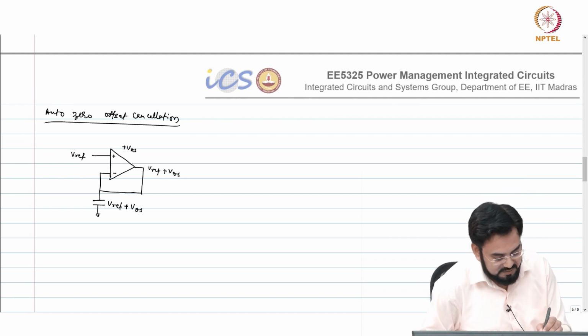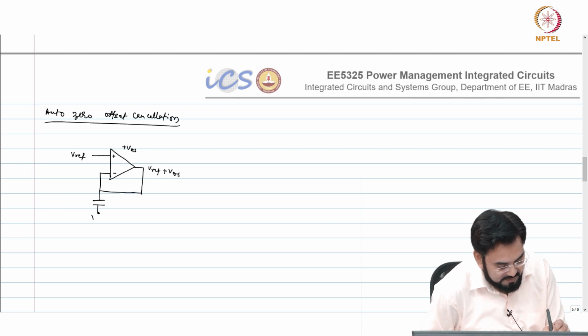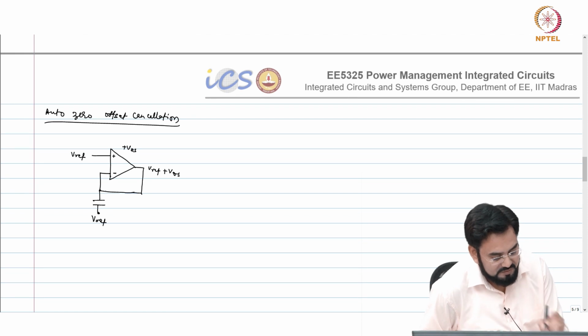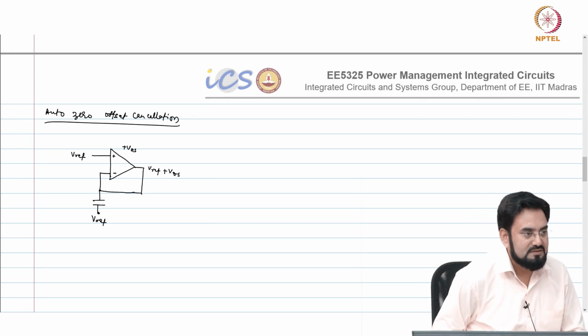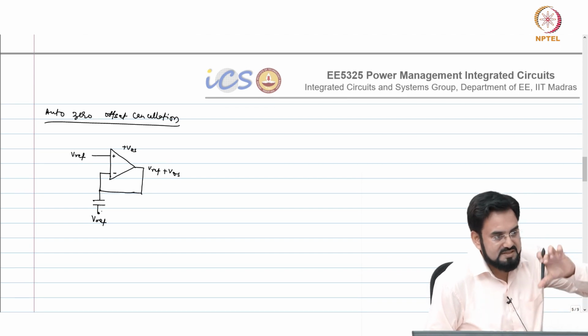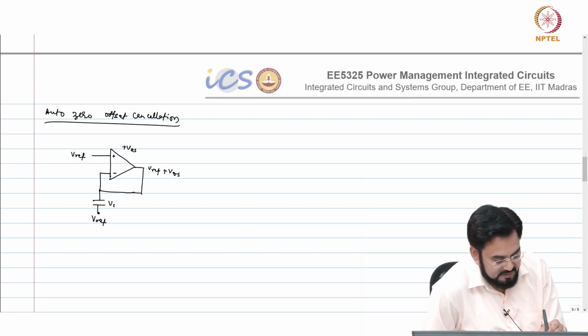Okay. So what we do actually, we connect this terminal to VREF. Now where will this go? VREF plus VOS? It doesn't matter where the bottom plate is connected. So now how much voltage is stored?